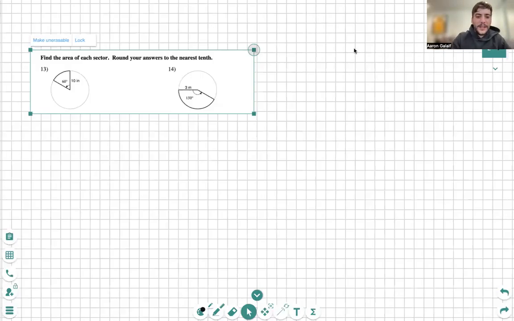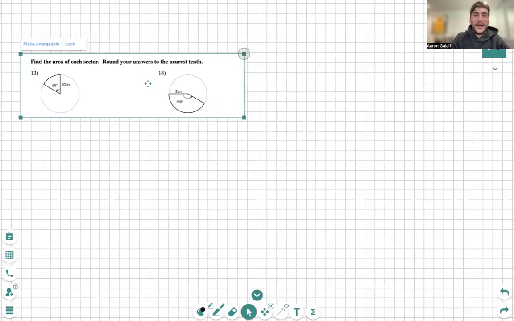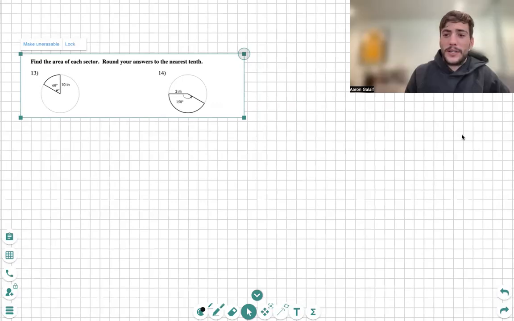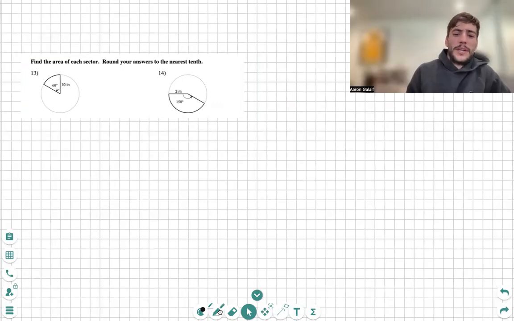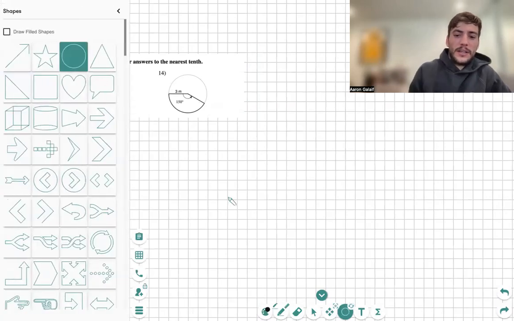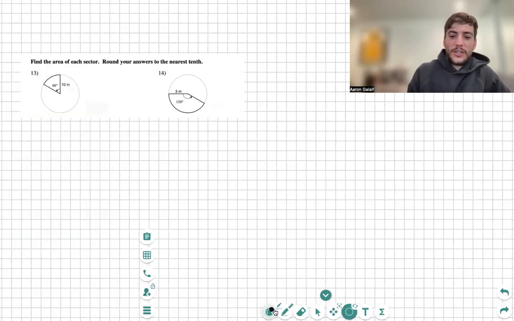Hello. In this video, we're going to go over finding the area of a sector of a circle. These problems are very easy, very nice, and very sweet, and we'll get through them. Easy points! First thing we need to recall, obviously, is the area of the circle itself.